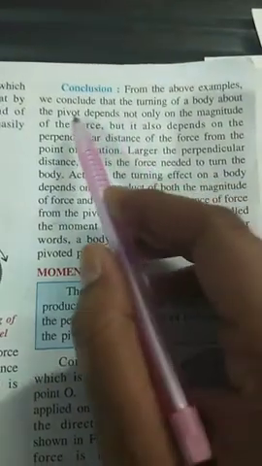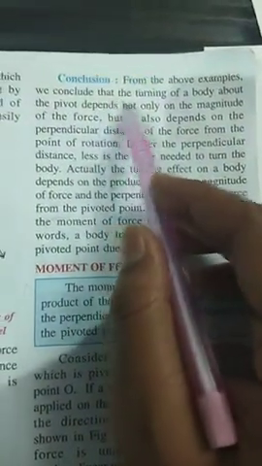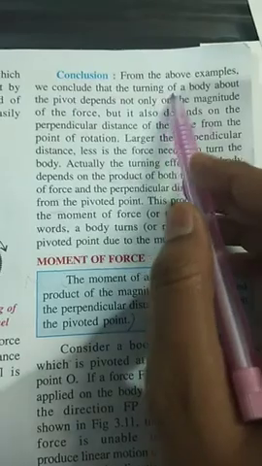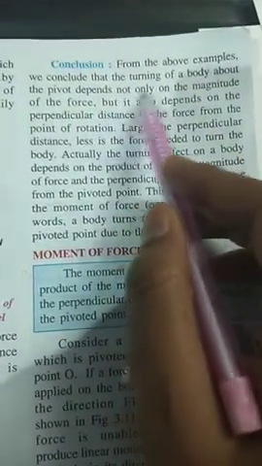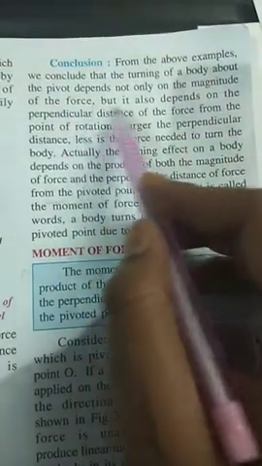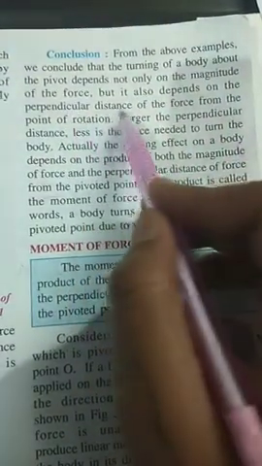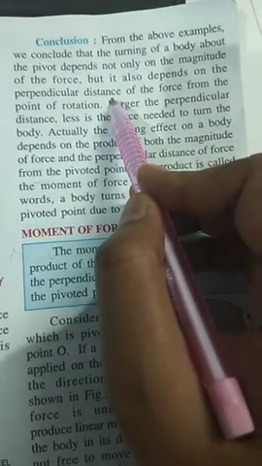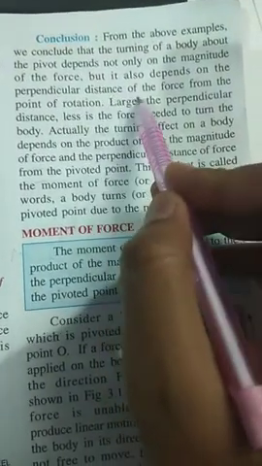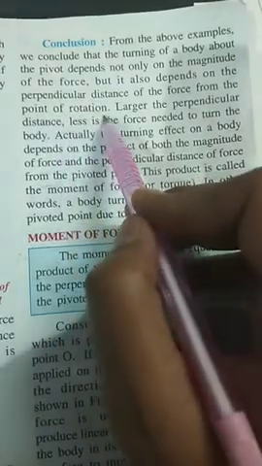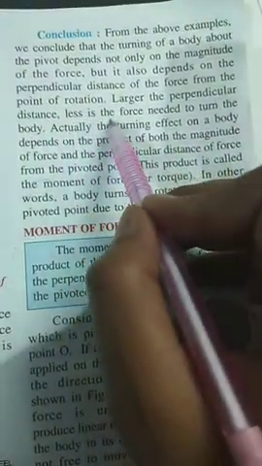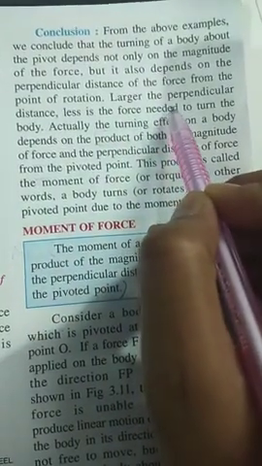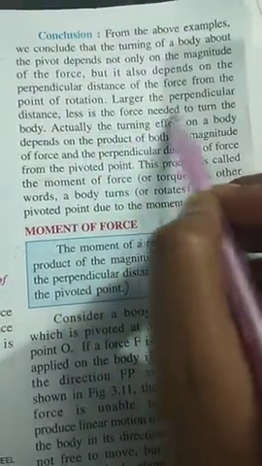Now the conclusion says, we conclude from the above examples that the turning of a body about the pivot depends not only on the magnitude of the force, but it also depends on the perpendicular distance of the force from the point of rotation, that is, the distance from the pivoted point. So the larger the perpendicular distance, the less force we have to apply, less force is needed to turn the body.